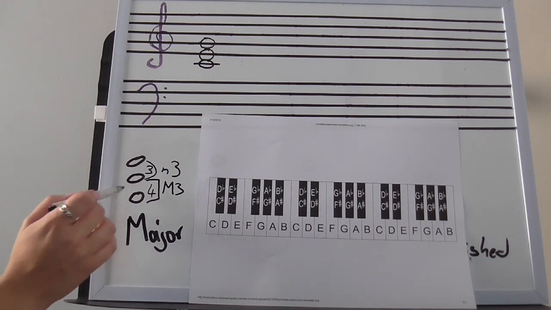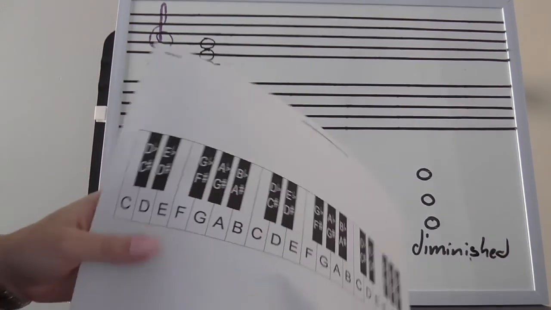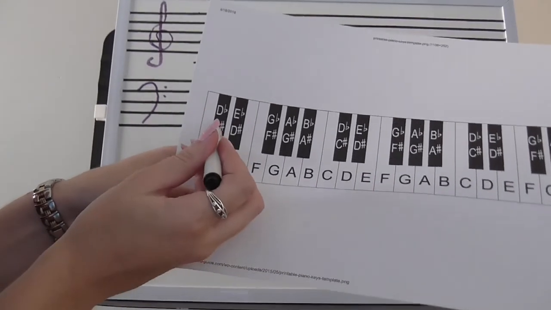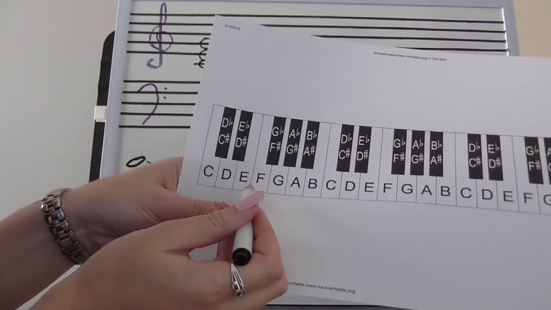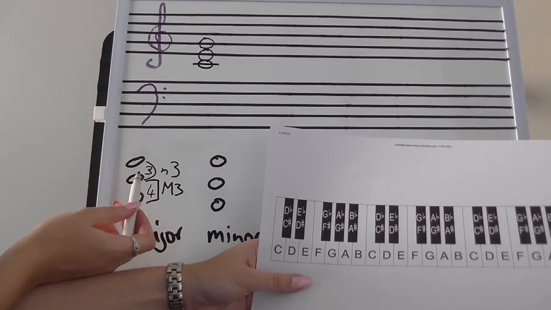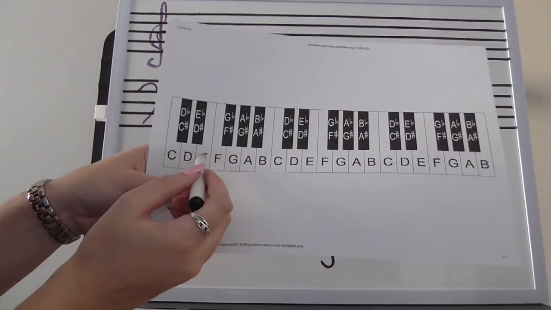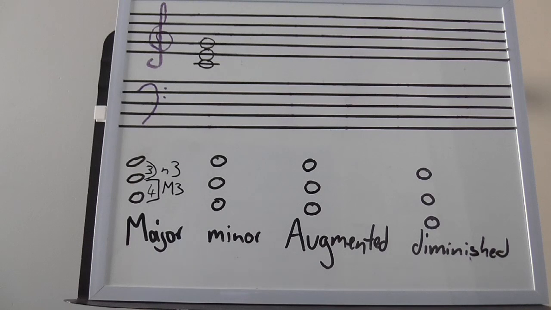Between my first and second note there should be 4 semitones. So I'm going to count 4 semitones from C. Let's have a look. Starting on C, 1, 2, 3, 4, we end up on E, so I don't need to add any accidentals. Then I want to have 3 semitones between my middle and my top note. So starting on E, 1, 2, 3, it's a G. I don't actually need to do anything to this. Let's have a look at minor next.